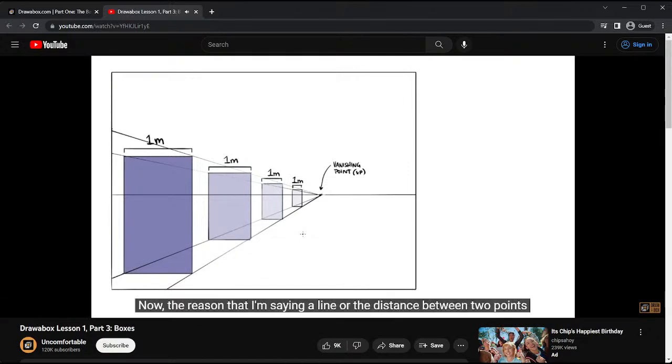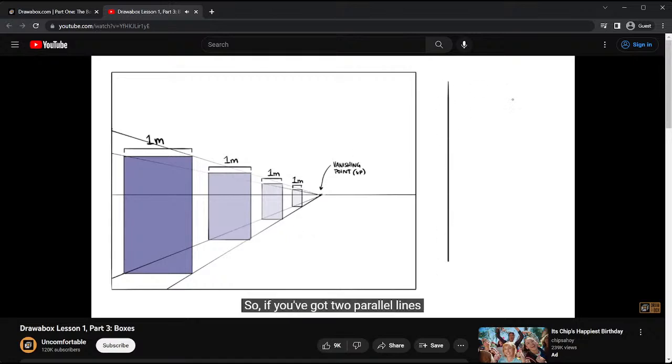Now, the reason that I'm saying a line, or the distance between 2 points, is that when you have two lines that are parallel to one another, they have a very consistent distance between them. That's the nature of being parallel. So if you've got two parallel lines like this, the distance here is always going to stay the same if they are parallel.